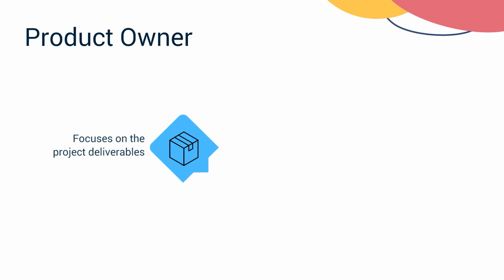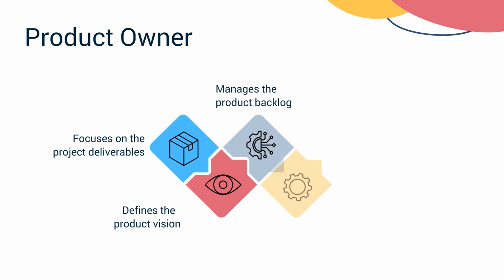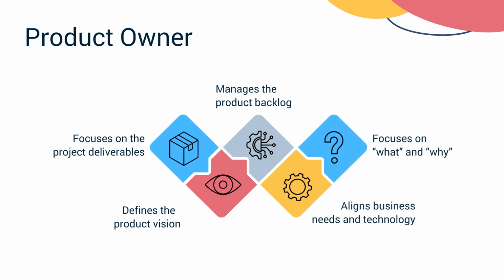The product owner is focused on the project's deliverables. They define the product vision and manage the product backlog, ensuring alignment between business needs and technological constraints. As the primary connection to stakeholders, the product owner focuses on the what and why of the project to maximize value. The Scrum Master is focused on the process.